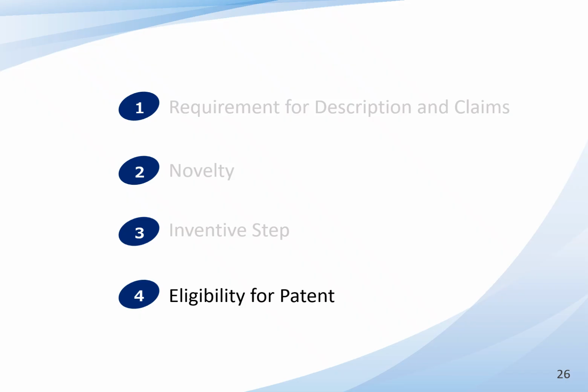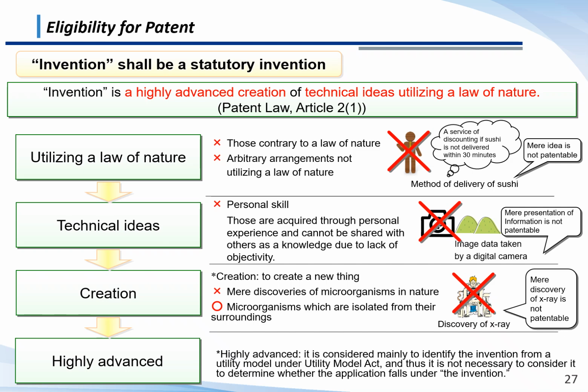Lastly, we will look at eligibility for patent. In Article 2, Paragraph 1 of the Patent Act, an invention is defined as a highly advanced creation of technical ideas utilizing a law of nature. Here, we will explain this definition. First, a statutory invention shall utilize a law of nature. Therefore, not only laws of nature themselves, but also those that are contrary to a law of nature or arbitrary arrangements that do not utilize a law of nature, are not considered as a statutory invention.